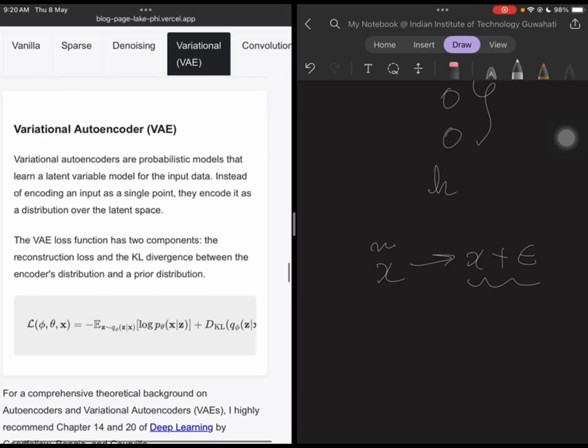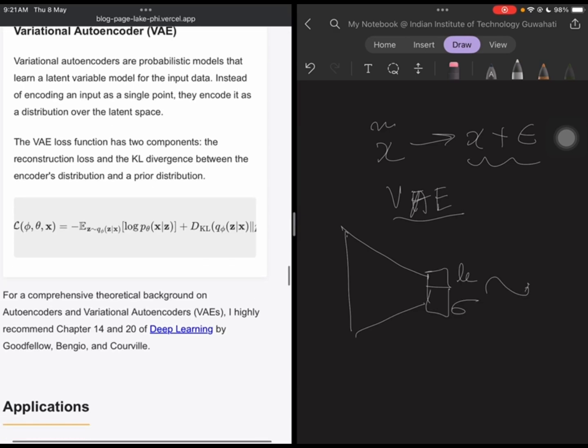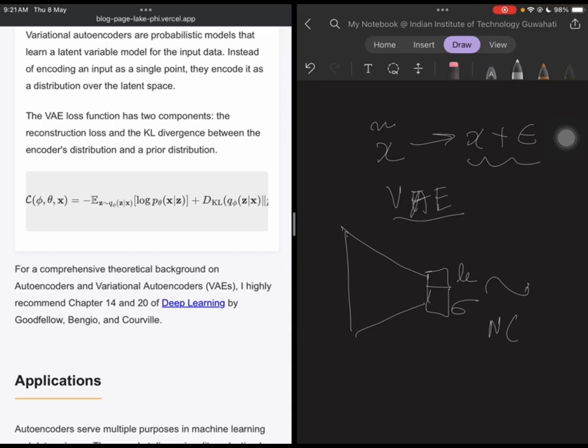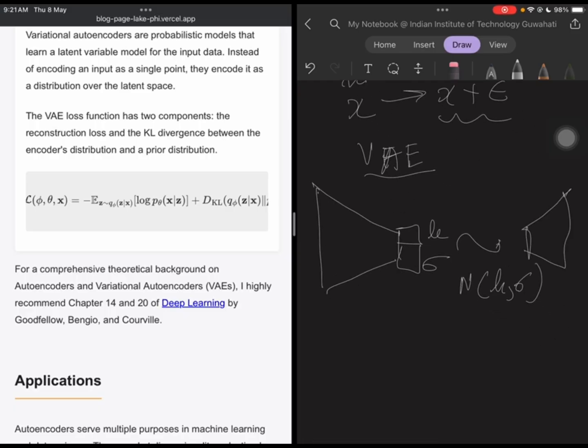And variational autoencoders, which we are going to discuss now, are the main thing. This type of autoencoder is stochastic in nature. We predict mu and sigma, and then we sample from mu and sigma. We assume that it should follow a normal distribution. And then we feed it to the decoder.